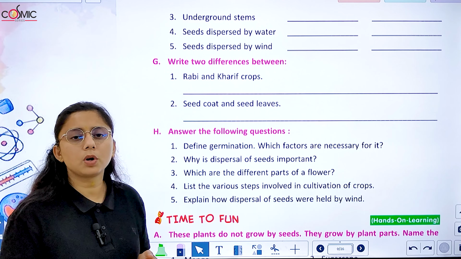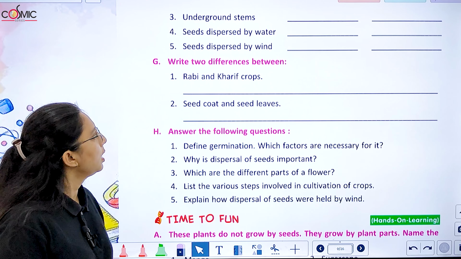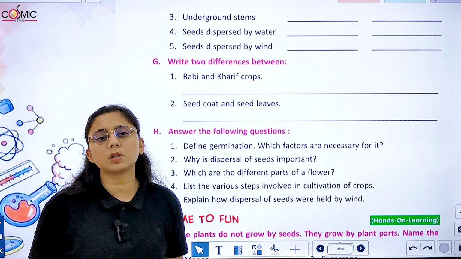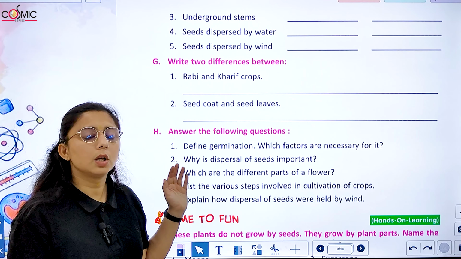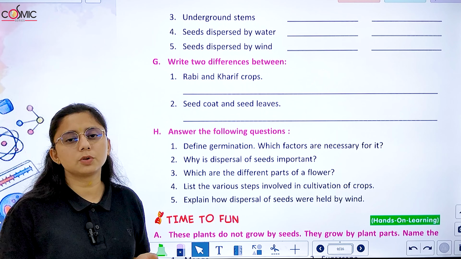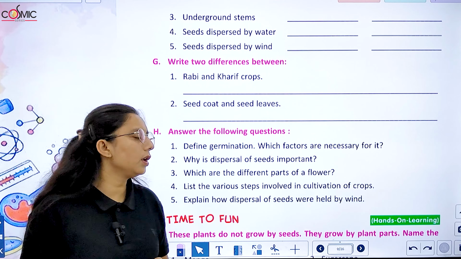Seed dispersal by water. Seed dispersed करती है by water. What are these known as? Now write two differences between Rabi and Kharif crops. What is Rabi crop and what is Kharif crop? You have to write that. The crop which is grown in summer is known as Rabi crop, and Kharif which is grown in winter. Now answer the following questions.